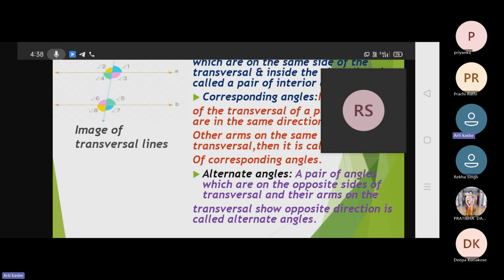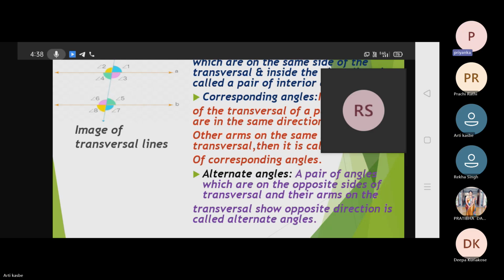When alternate angles are made, a Z-shaped pattern is made. See here, angle 2 and angle 7 also make a Z-shaped pattern, and angle 1 and angle 8 also make a Z-shaped pattern, right? Also here you have to see angle 4 and angle 5. It also makes a Z-shaped pattern. That means angle 4 and angle 5 are also alternate angles, and angle 3 and angle 6 also make Z patterns. Understood? Yes.